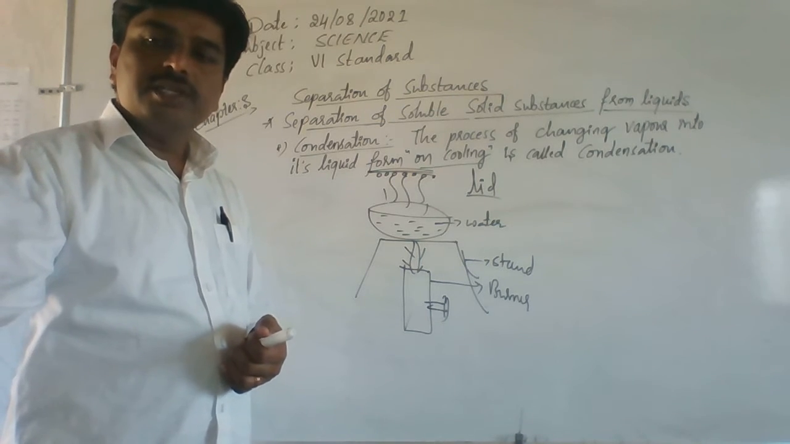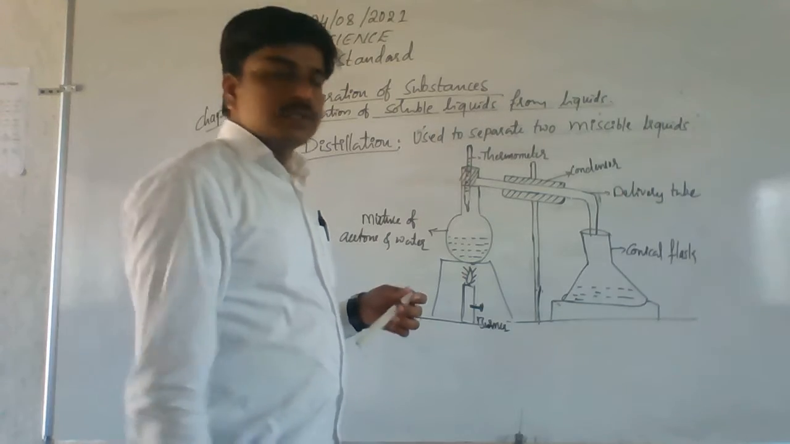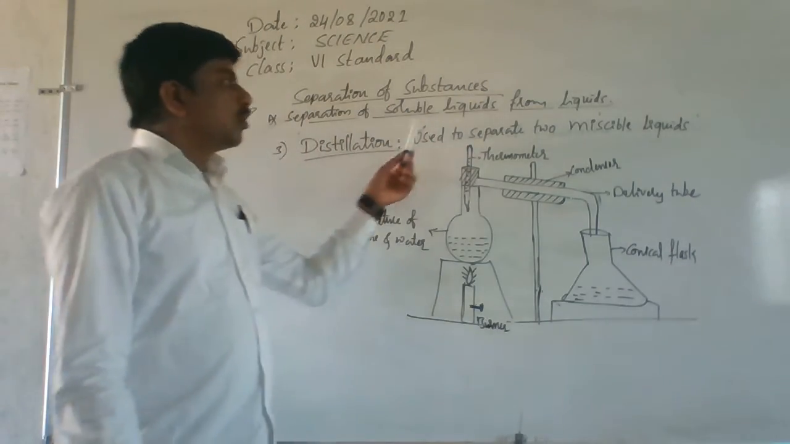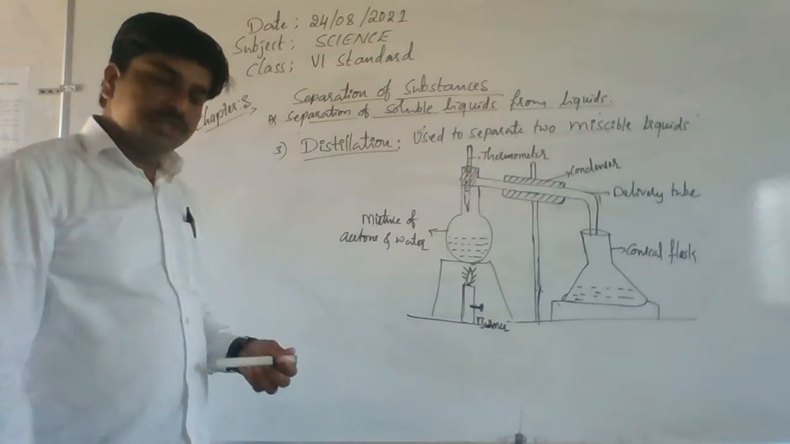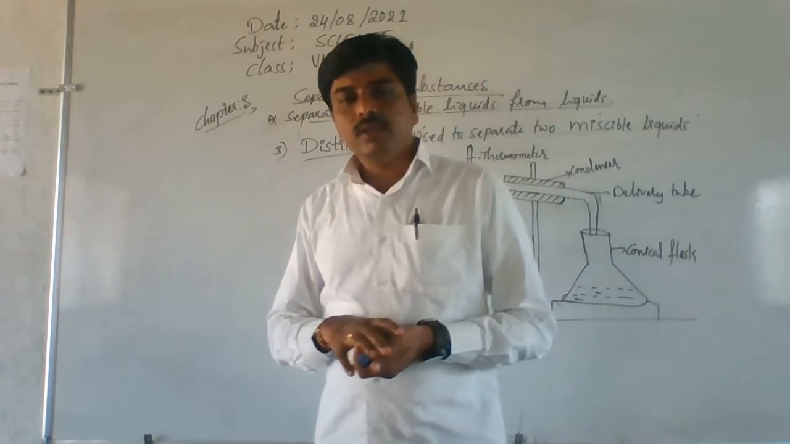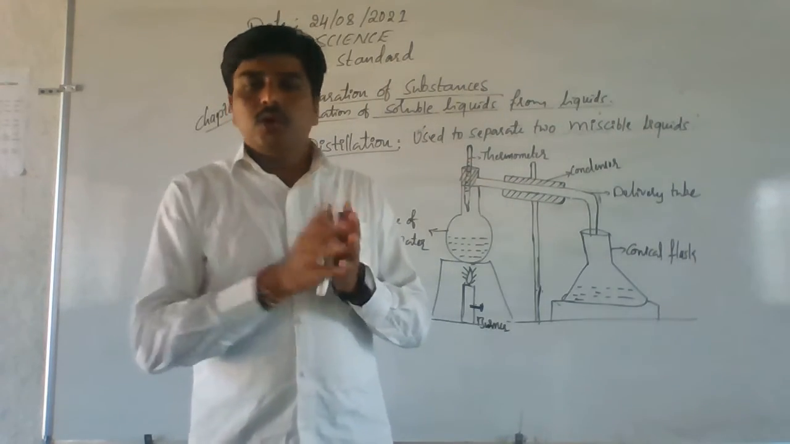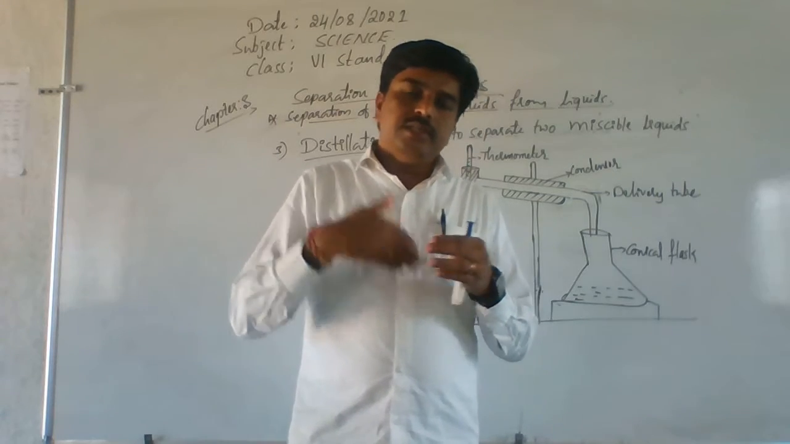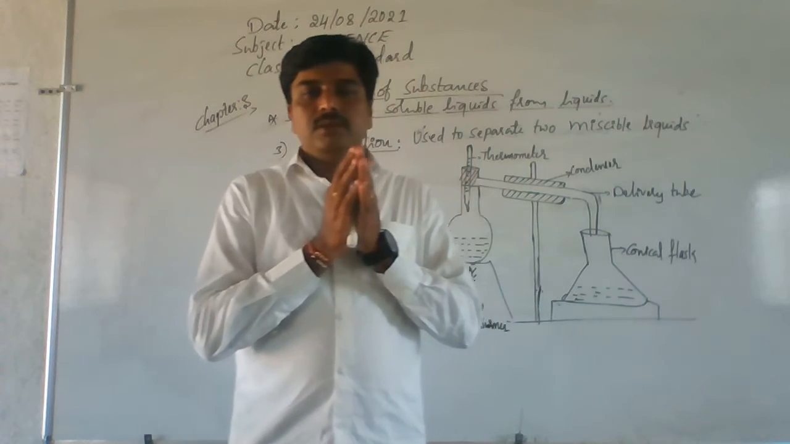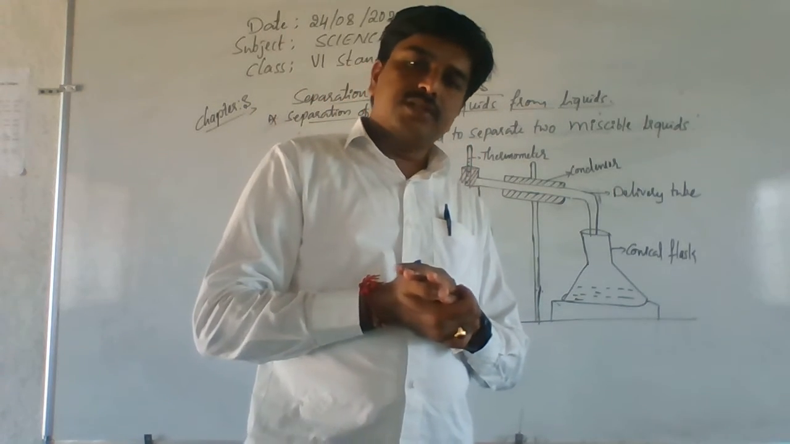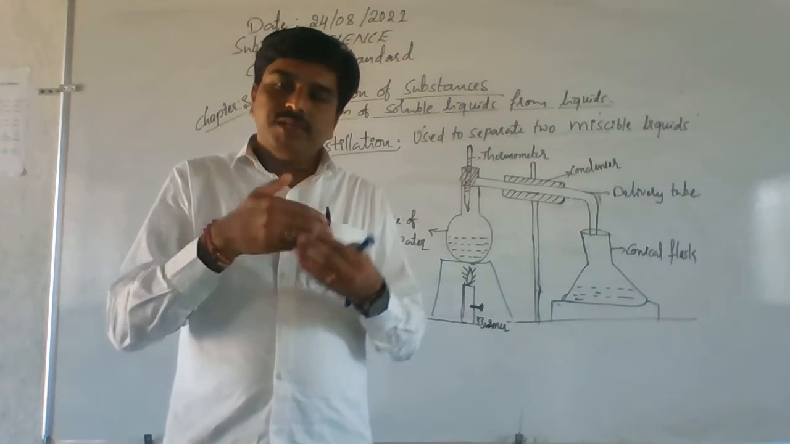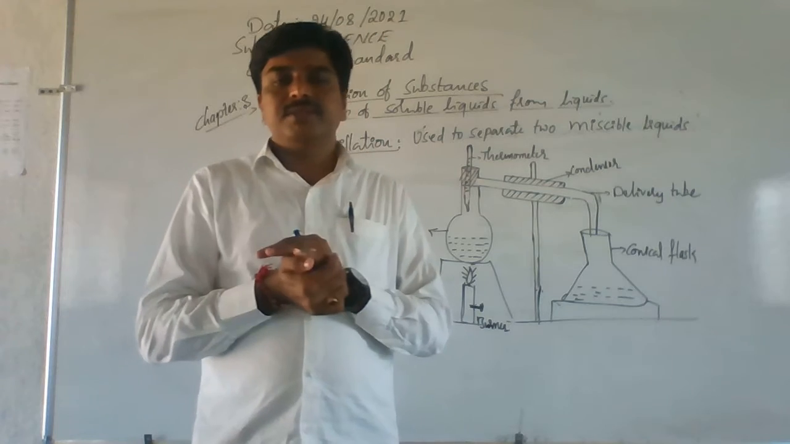What is the distillation method? Let's see. The next category is the separation of soluble liquids from liquids. Soluble liquids means liquids that can easily dissolve in another liquid. Those liquids are commonly called miscible liquids. Understand? Take acid and water. They can mix with each other and dissolve each other, so they are called miscible liquids.